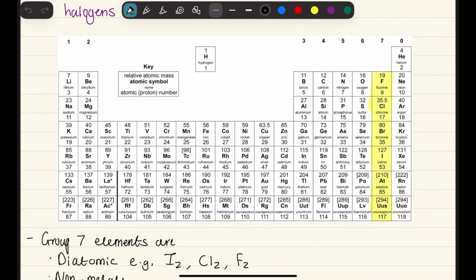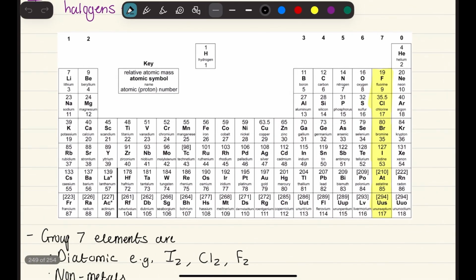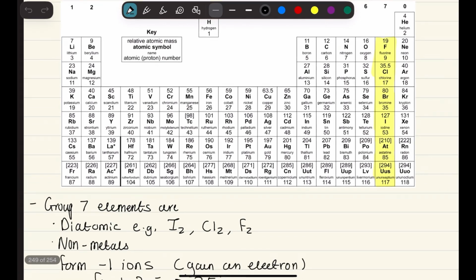And again, really important, know where these guys are on the periodic table. Literally, this group 7 highlighted in yellow. Yeah, those are your halogens. Now, what do you know about group 7 of the halogens?